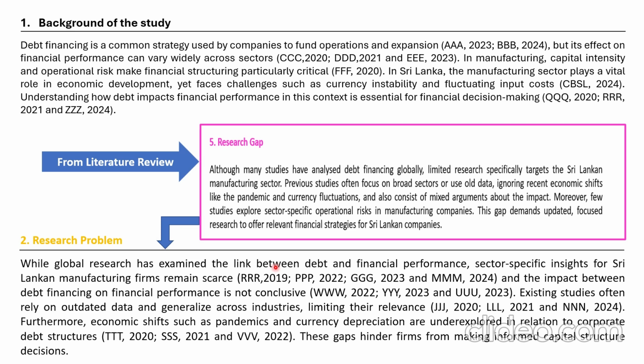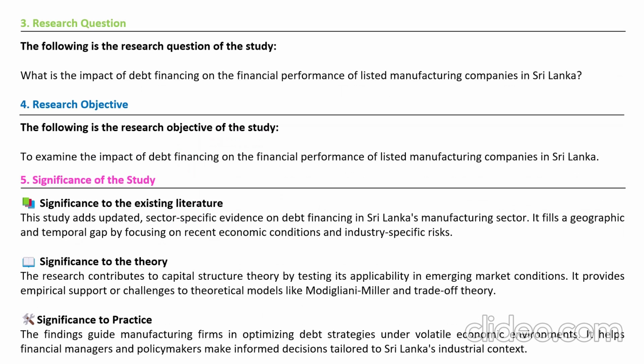And also it says the manufacturing sector is impacted by several pandemics and all. So that is the research problem that you have to develop based on the literature review as the second subtopic in your introduction chapter. So then based on this research problem, we can develop our research question and research objective.